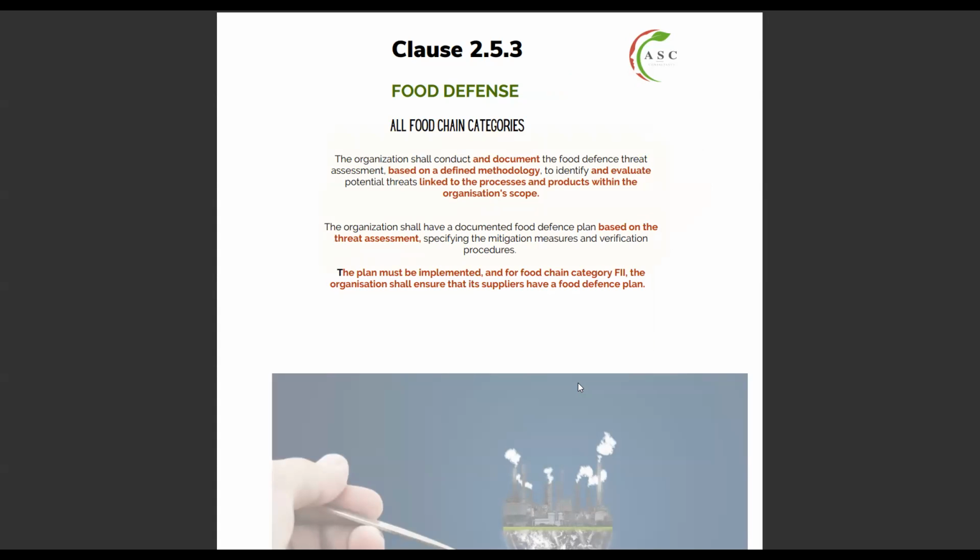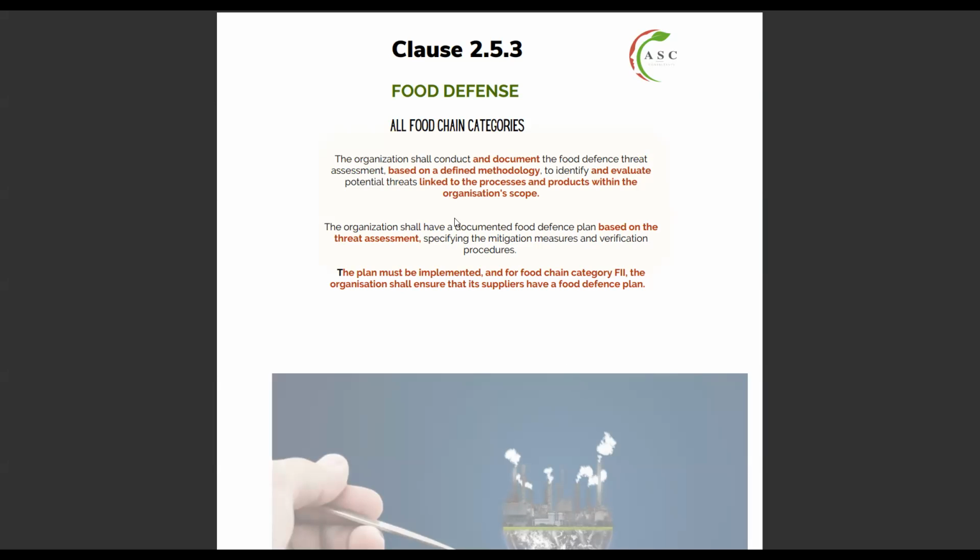Here, there has been just a grammatical or editorial change, but also there are some small changes that could also affect you as a site. So if you look at the first change then, the organization shall conduct and document the food defense threat assessment based on a defined methodology. So whichever methodology that you use as a site will be acceptable, but you must define it in order to identify and evaluate potential threats linked to the processes and products within the scope of the organization. And then you shall develop and implement appropriate mitigation measures for significant threats.